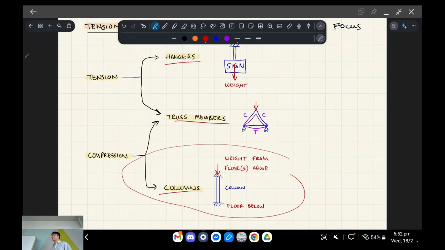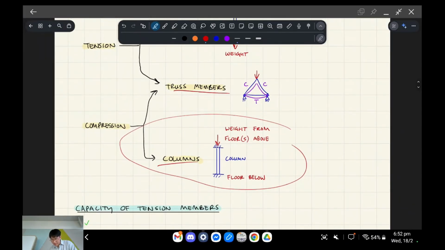Another one is columns, right? Essentially, if you think about a stack of children, don't worry about it, I'll explain it. It'll make sense. If you think about three toddlers giving each other shoulder rides, which toddler is experiencing the most weight? The one on the bottom.